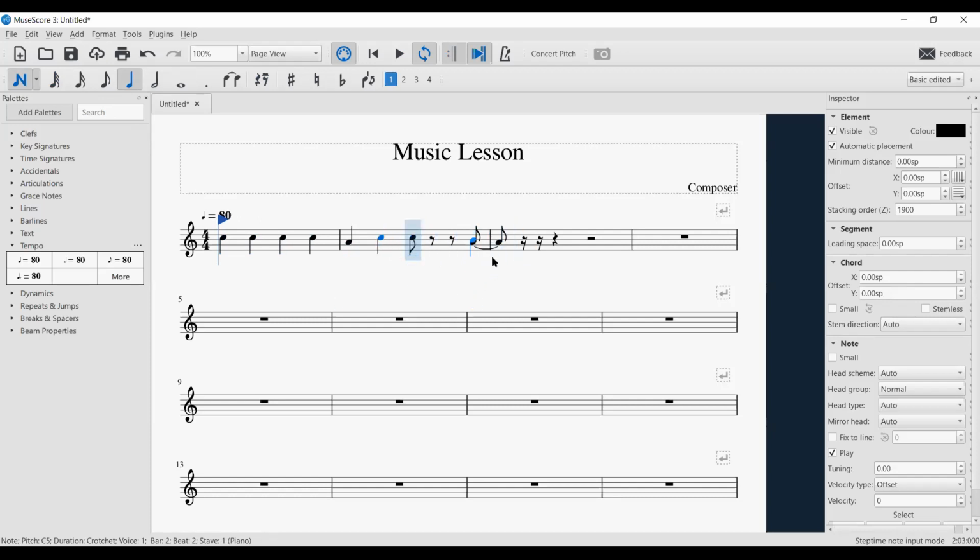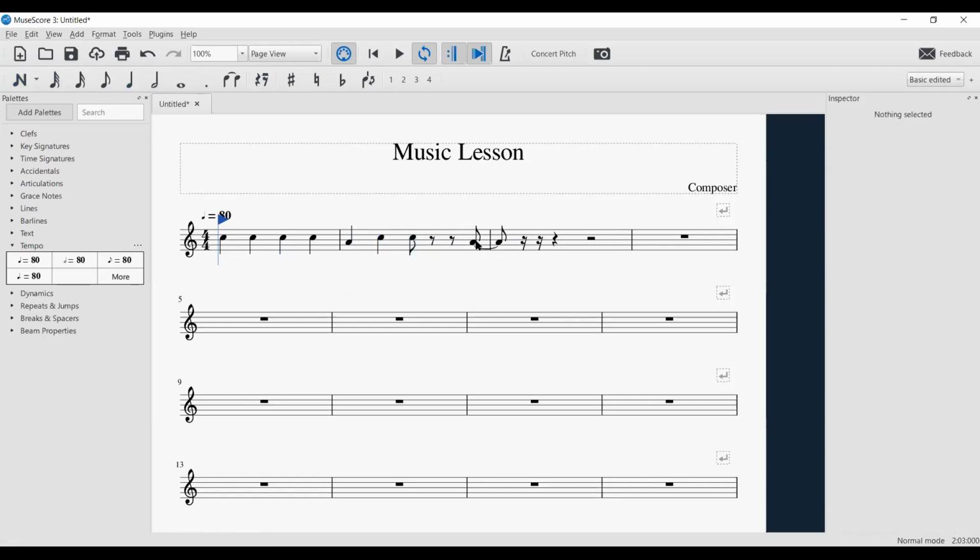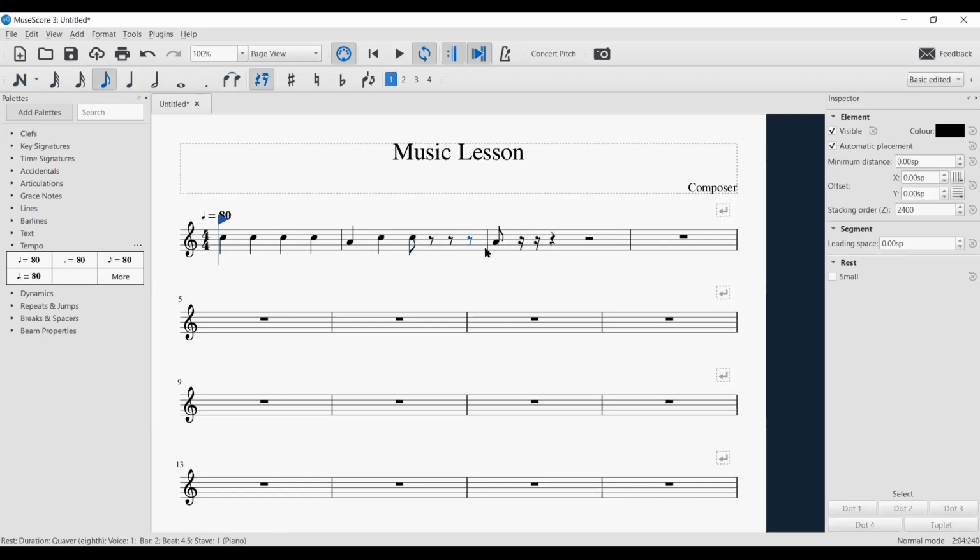You see that? For some reason, it gave us a tie, sorry. We don't want that. See, that's a dot. See there? That's a dotted rest. So for it to complete this whole thing, it had to add that dot. But for now, we are looking at something more.